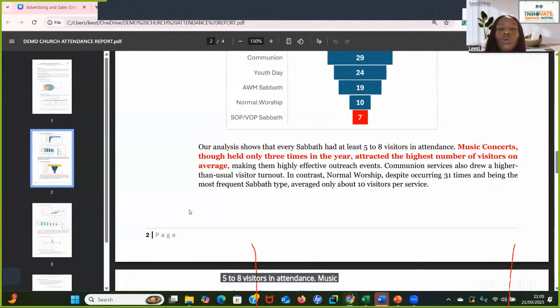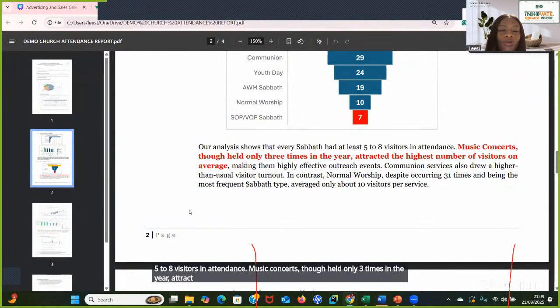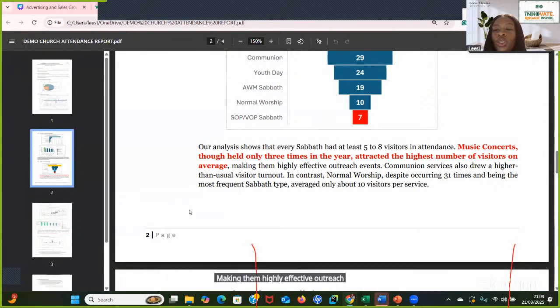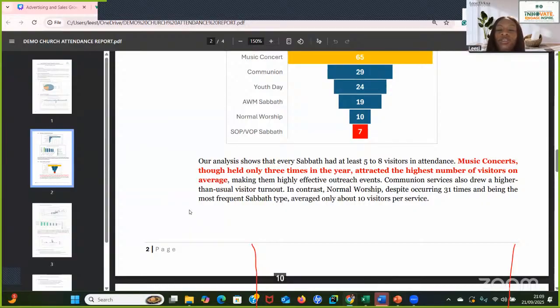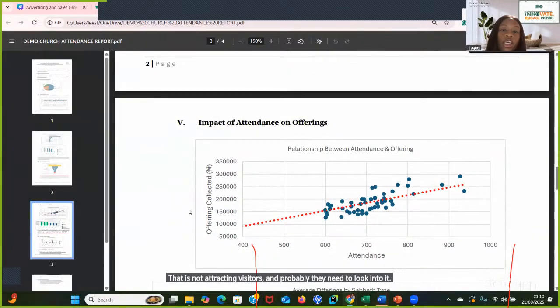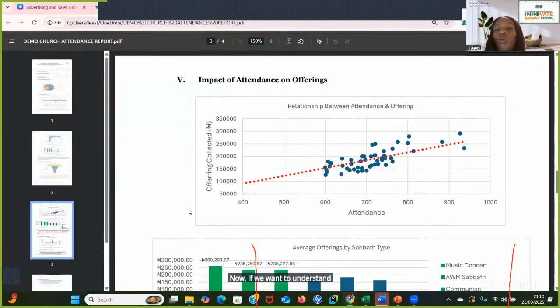Music concerts, though held only 3 times in the year, attracted the highest number of visitors on average, making them highly effective outreach events. Communion service also drew a higher than usual visitor turnout. In contrast, normal worship, despite occurring 31 times and being the most frequent Sabbath type, averaged only about 10 visitors per service. So there's something about this church's normal worship that is not attracting visitors, and they probably need to look into it.